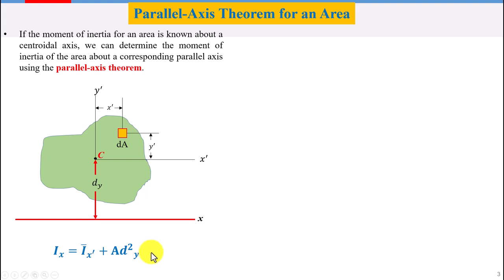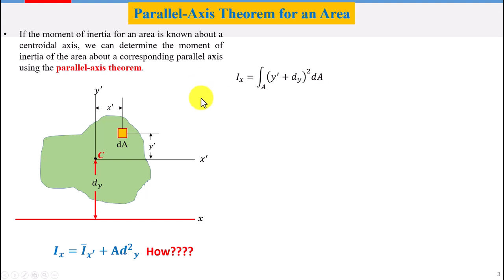Okay? Simply, to get any moment of inertia, generally the formula is the integral of (y prime plus dy) square times dA.